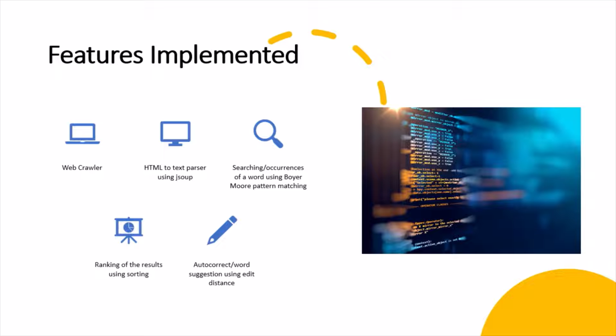We have a web crawler which will go through all the URLs of the website, and then HTML to text conversion is performed. The keywords are extracted and the pages are ranked. Edit distance is used to determine the similarity between two words. The Boyer-Moore algorithm is used here for the pattern searching feature implementation.